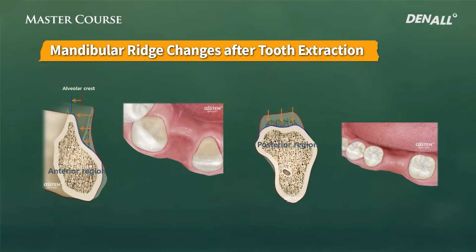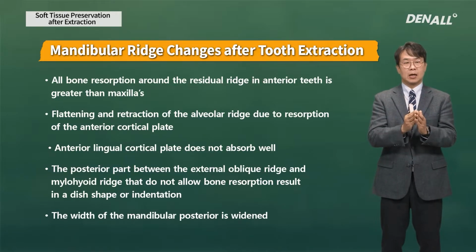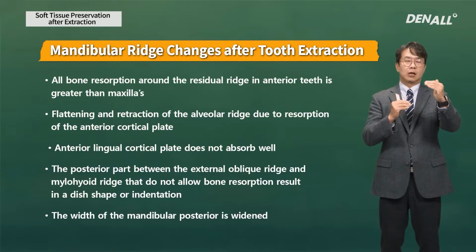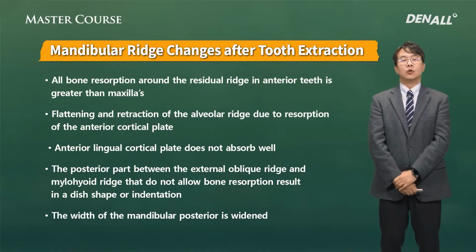Likewise, there is a similar outcome in the mandible. In the posterior region of the mandible, vertical resorption also occurs a lot. Overall, it is similar to the maxilla. So horizontal and vertical bone resorption occurs in the mandible.